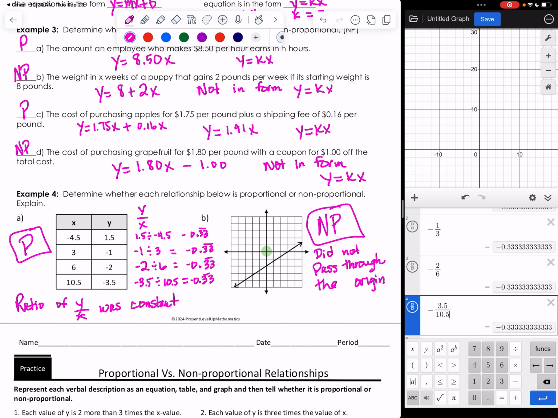And that concludes today's lesson, how to determine whether a relationship is proportional or non-proportional.